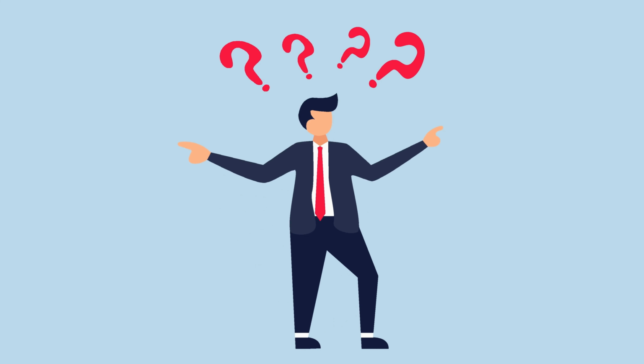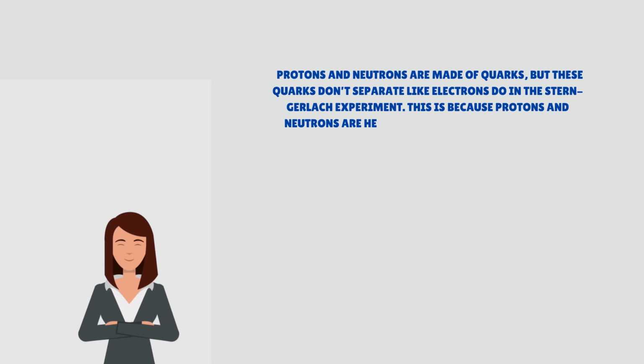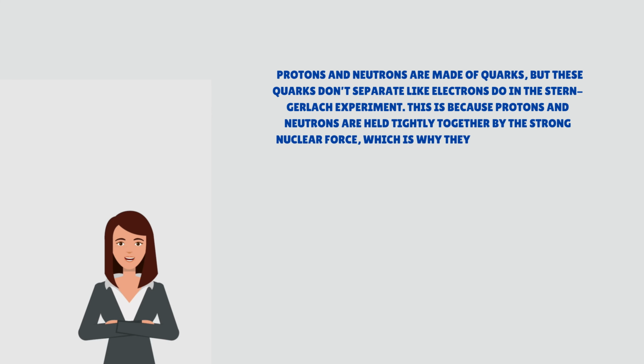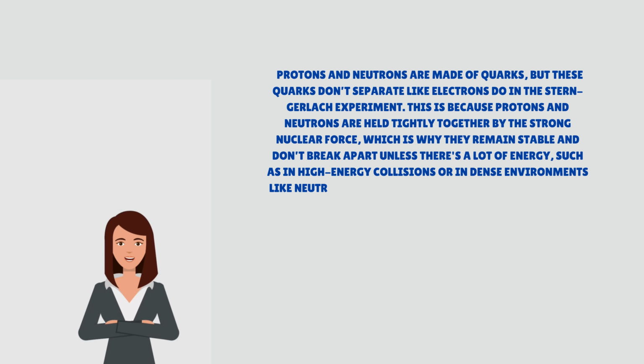Do you have any doubts? Protons and neutrons are made of quarks, but these quarks don't separate like electrons do in the Stern-Gerlach experiment. This is because protons and neutrons are held tightly together by the strong nuclear force, which is why they remain stable and don't break apart unless there's a lot of energy, such as in high-energy collisions or in dense environments like neutron stars. The strong force keeps them intact under normal conditions.